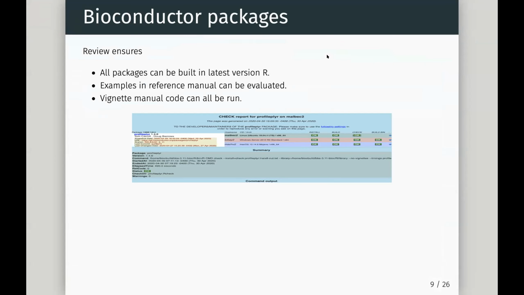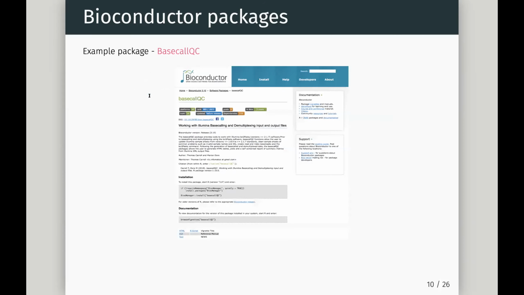So this ensures they all build on the latest version of R, right? So an old package, which you download an old version, may not work on the latest version of R, but every time a package is released, they know it is working on the latest version of R. The examples in the reference manual can be evaluated. They actually have to work. And your vignette, which is your use case, talking people through how to use the package, not just examples, but really talking them through the lower levels. All this has to run too.